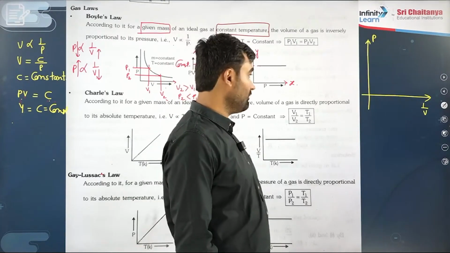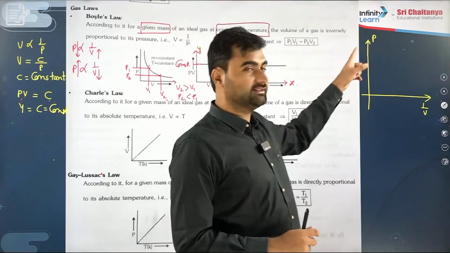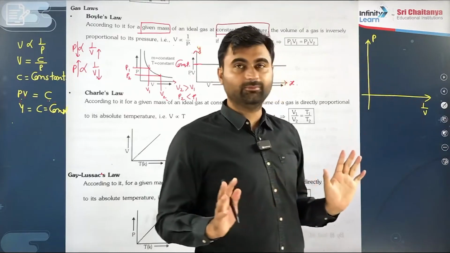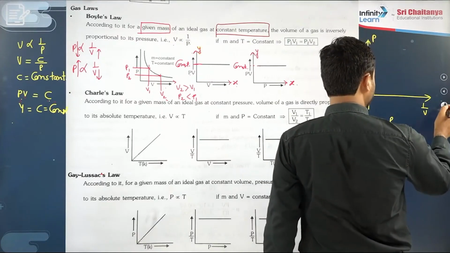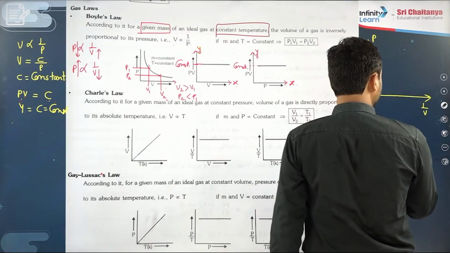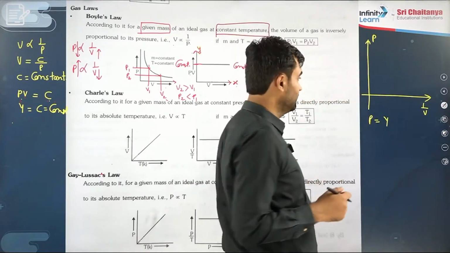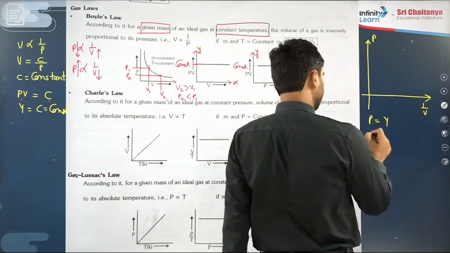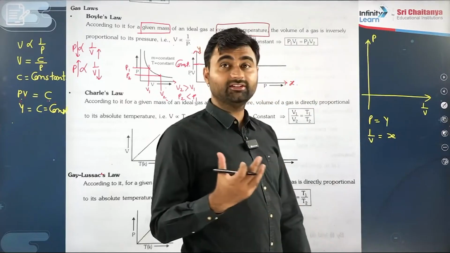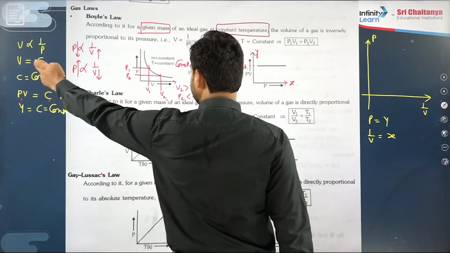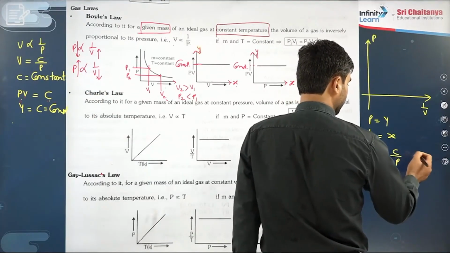Very good. So how to draw the graph? Very simple. You just have to check what is on the y-axis and what is on the x-axis. Here pressure is on the y-axis, so pressure becomes y. 1 by V is on the x-axis, so 1 by V becomes x. Agree or not? Now what is the condition? We know the condition: V equals C by P. This is Boyle's law.